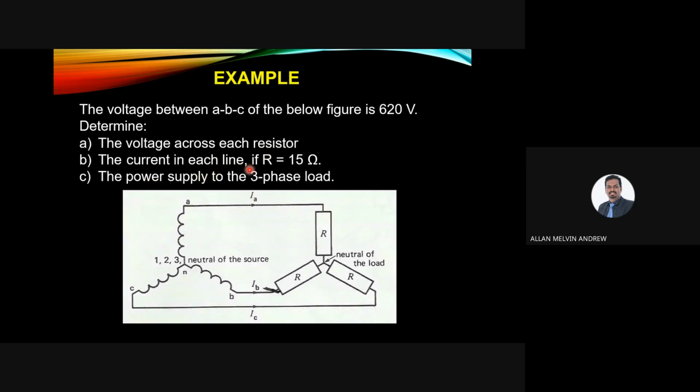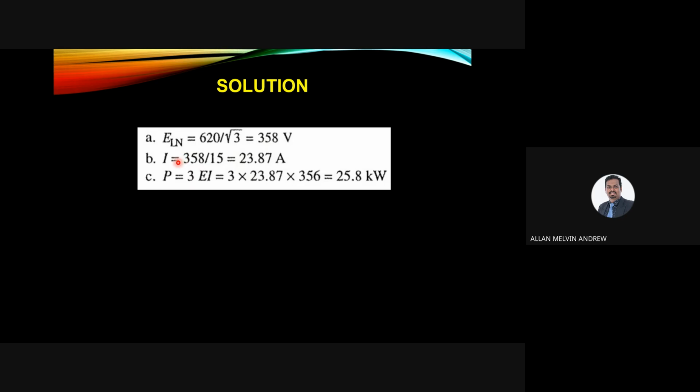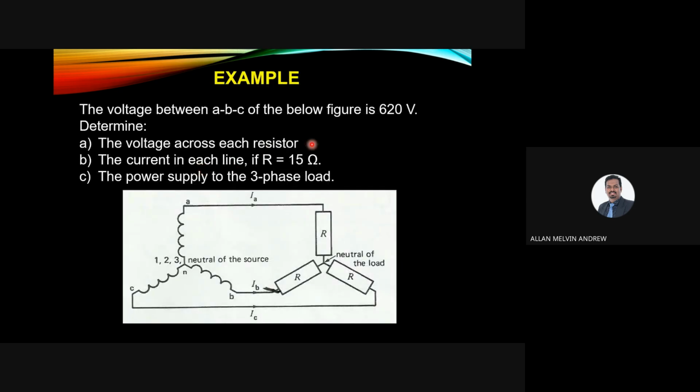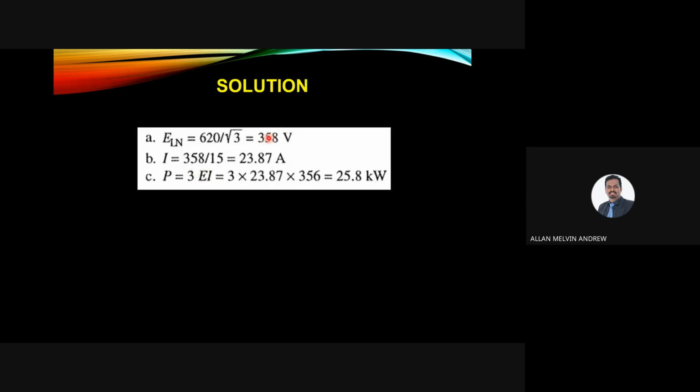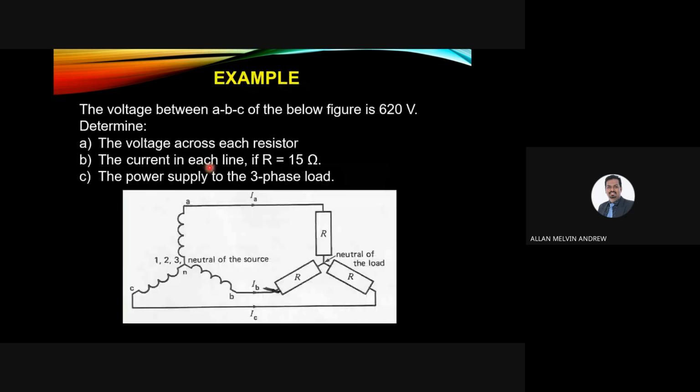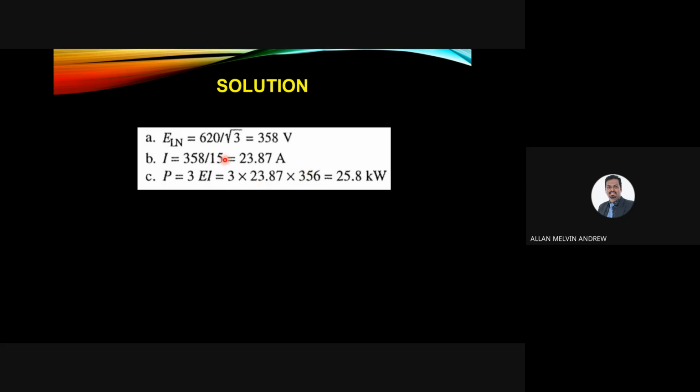Current of each line. So this is already for each line. So V equals IR. So V is 358, so 358 divided by R, the resistance, 15. So I is 23.87 amperes.